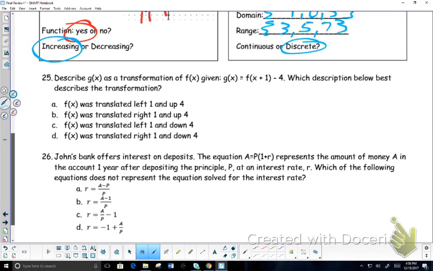Okay, so it says, describe g of x as a transformation of f of x. So g of x is going to be the new graph, and it's going to be this transformation right here. Before I even look at all that stuff, I'm going to talk about what this is. The 1 is an insider. Since it's an insider with the x's, that means it's going to impact the x's, which means it's going to impact your graph left or right, because it's adding. If you're adding or subtracting, it impacts your graph left to right.